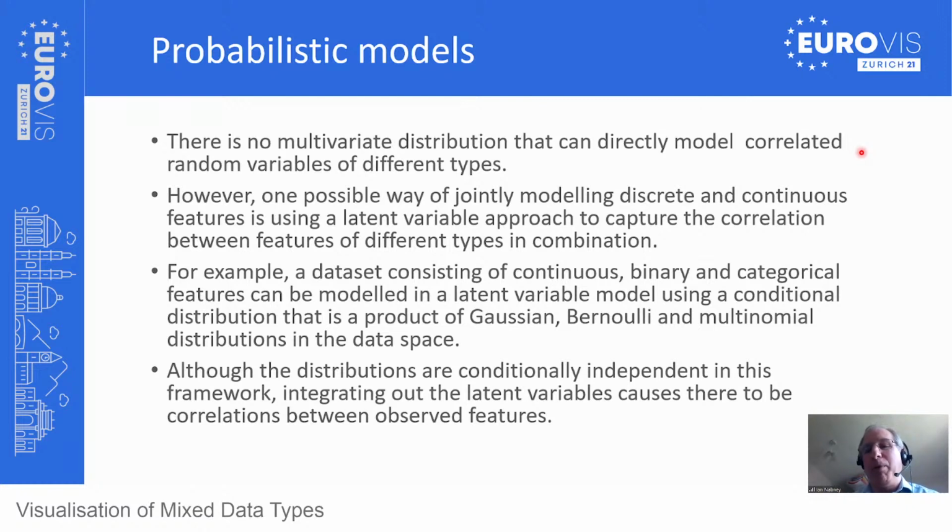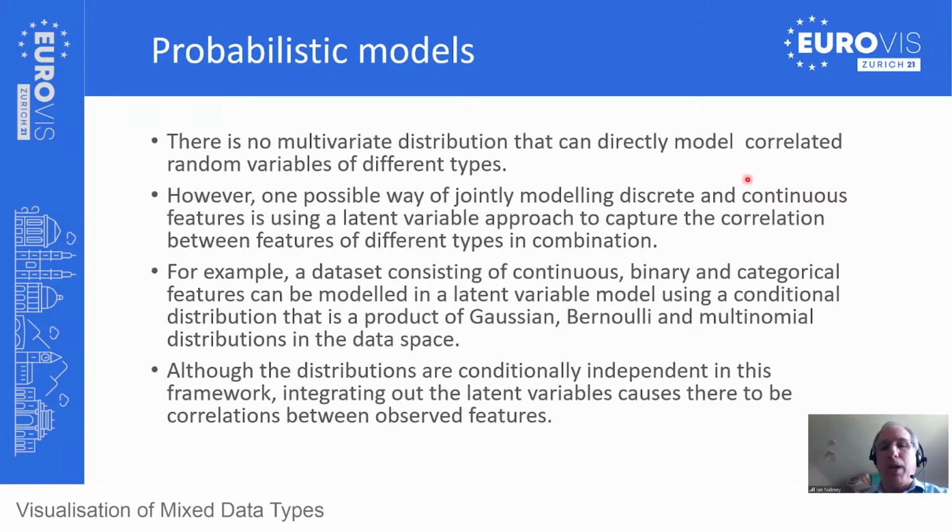Now, our assumption is that there will be some correlation because the reason we're interested in doing this as a single model is that if we assume independence, then we might as well just analyze the data in separate groups. So we'd like to be able to model these correlated random variables, but there is no joint Bernoulli Gaussian model, for example. There is no way of modeling those two things jointly. However, there is a possible way of jointly modeling discrete and continuous variables by using a latent variable approach to capture that correlation between features of different types in combination.